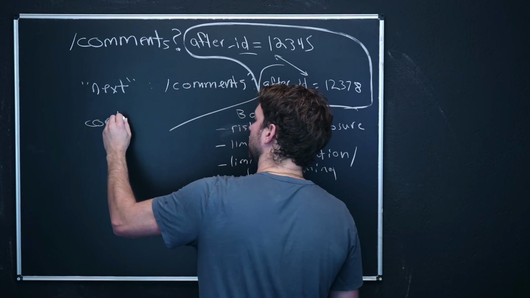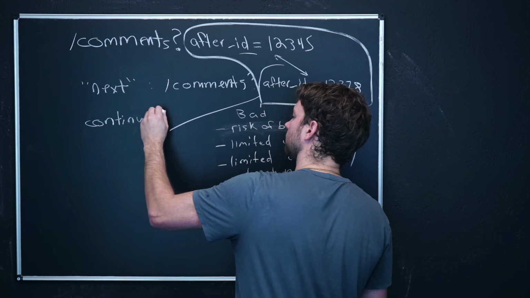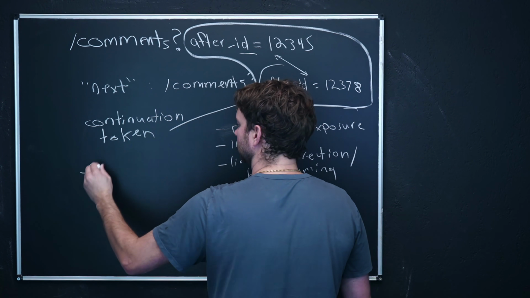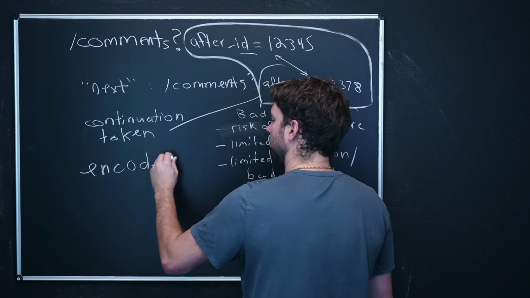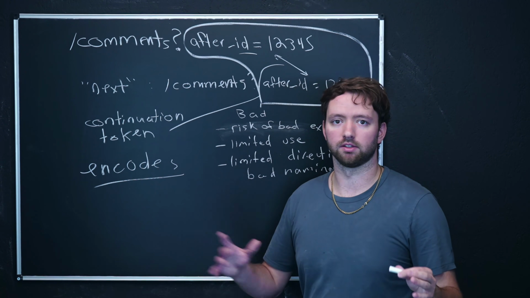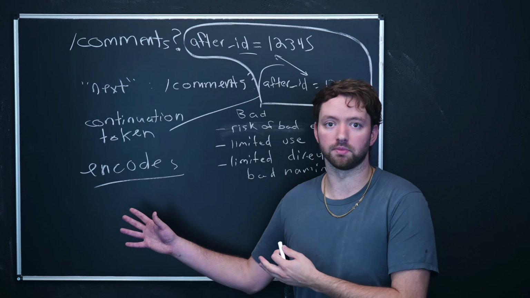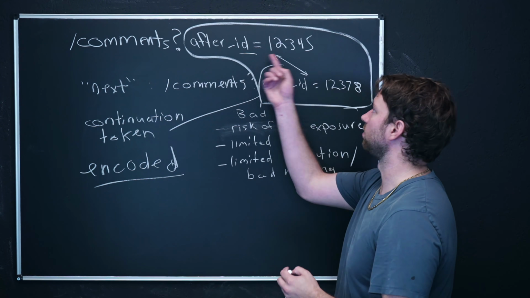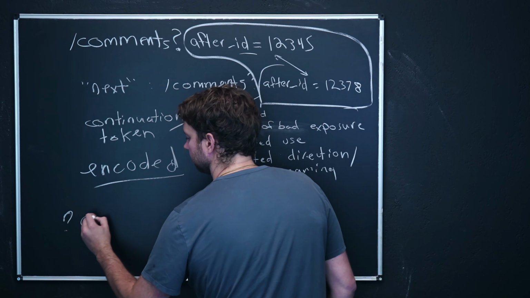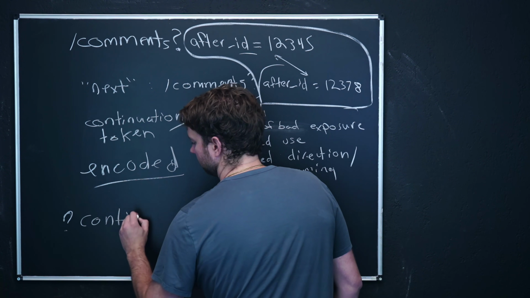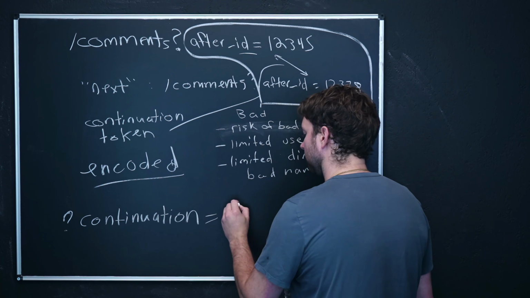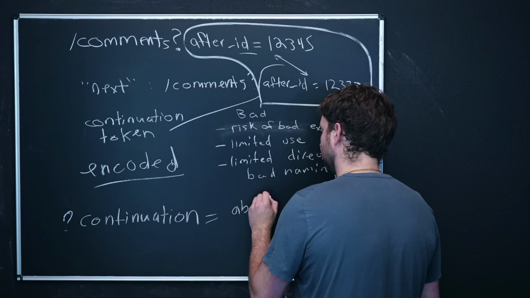This may be called a continuation token or something of that nature, which basically encodes this information. You might be able to decode it, so it's not life or death. It's not like a secret key or something. But basically, instead of having after ID 1, 2, 3, 4, 5, we might have something a little bit more vague, such as continuation and then some value.